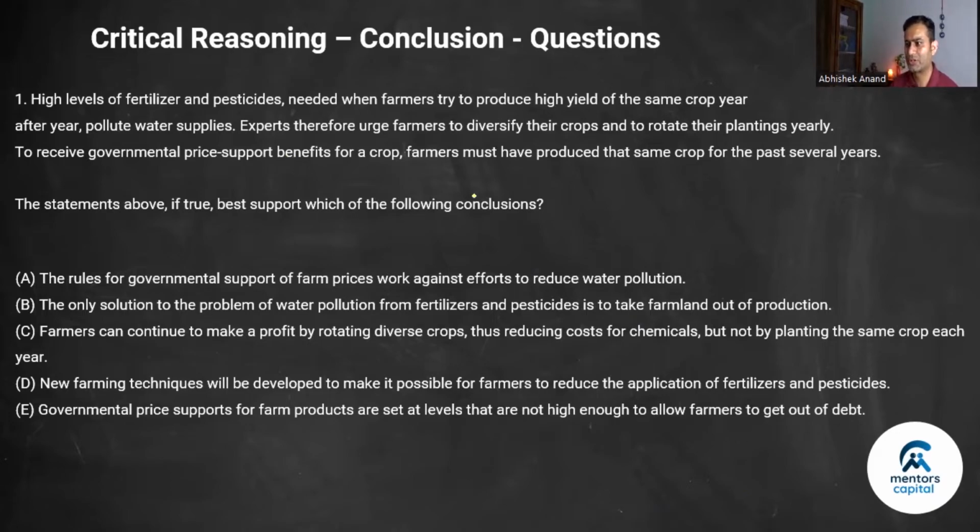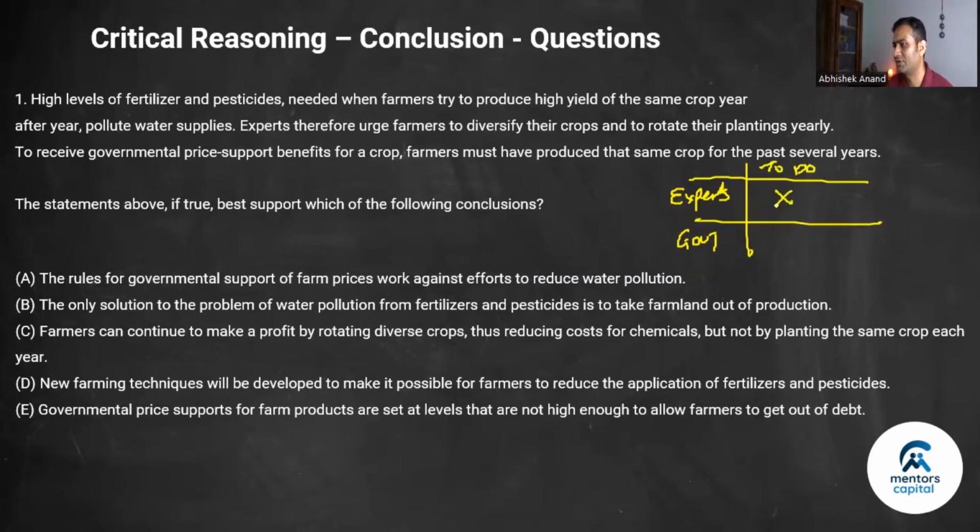All right. So in this question, there are two parties: experts and then your government. So government experts are saying, let's say, what to do. They're saying to do X, and government is doing the opposite of X, not X. So they are suggesting that farmers should diversify their crops and rotate the plantings. Government is saying you must produce the same crop for the past several years. Now, who is doing what?